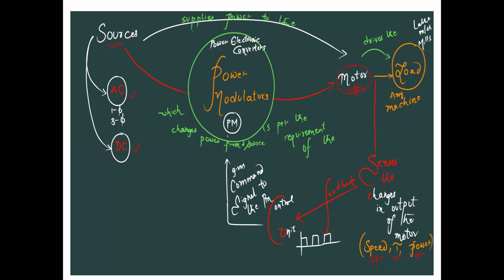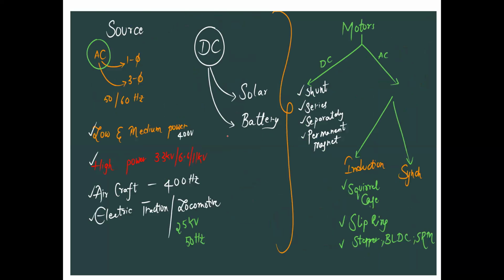Yeah, this is the thing. We can elaborate on it right now like this. Sources: the sources may be single phase or three phase, 50 Hz or 60 Hz. The Indian standard frequency is 50 Hz and the US is 60 Hz. We can have some low and medium power, depending upon the situation, at 400 volts, 50 Hz.